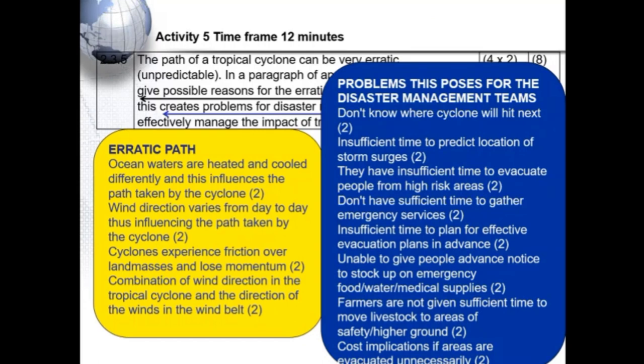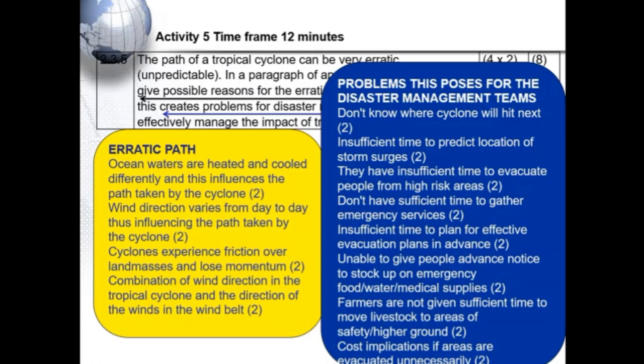Farmers are not given sufficient time to move their livestock to areas of safety. So that means farmers also need to know. Remember, ladies and gentlemen, when a tropical cyclone comes into your area, it hits urban areas and it hits rural areas. It takes away everything in its path. That wind that blows at 280 kilometers an hour plus, ladies and gentlemen, nothing can stand in its way.